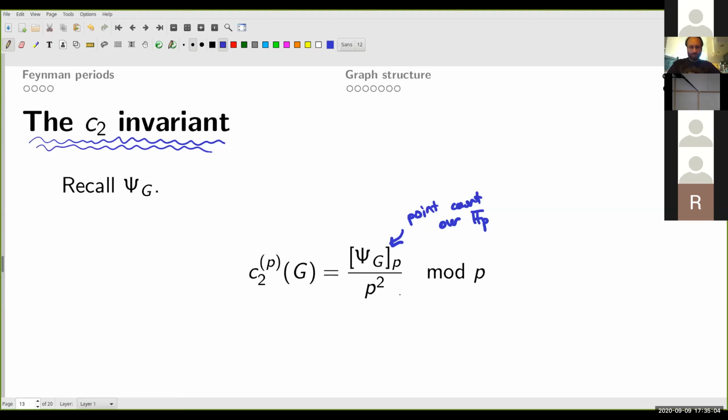Then it turns out that as long as the graph has at least 3 vertices, this is always a number that's divisible by p squared, and then we're going to take that guy mod p, and that's the c_2 invariant. This is the thing you want to compute.